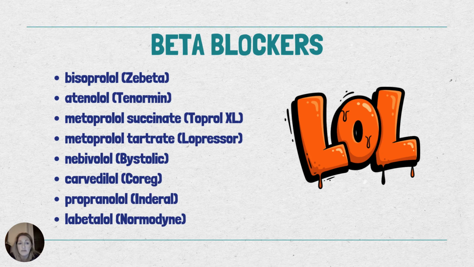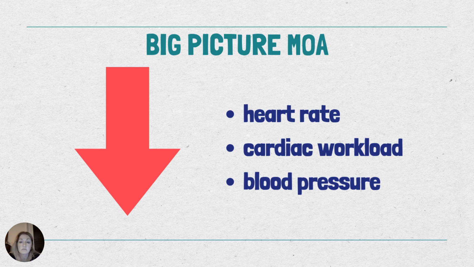So these are all beta blockers, and I'm going to say all these words for you so that you can know how to pronounce them. Bisoprolol is Zebeta. Atenolol is Tenormin. Metoprolol succinate is Toprol XL. That one is an extended release. That's the difference. Metoprolol tartrate is Lopressor. Nebivolol is Bystolic. Carvedilol is Coreg. Propranolol is Inderal, and labetalol is Normodyne. So every single one of these is a beta blocker.